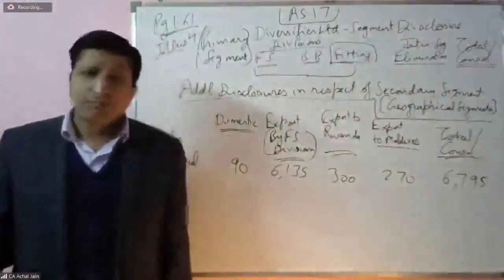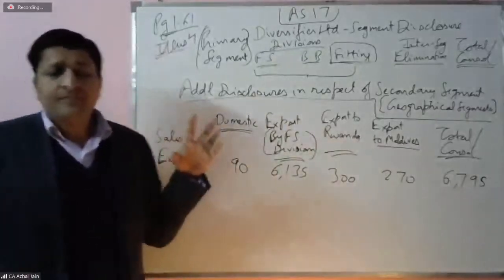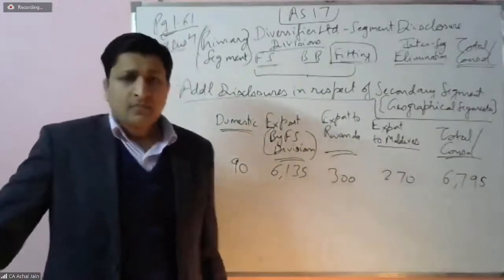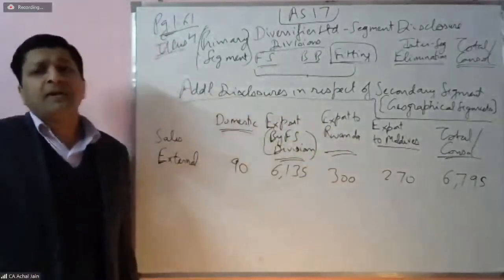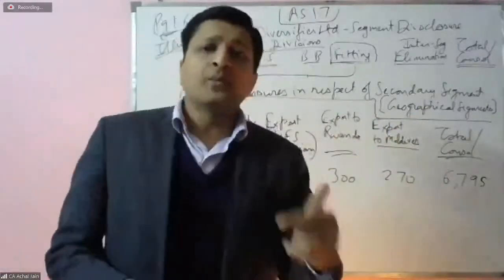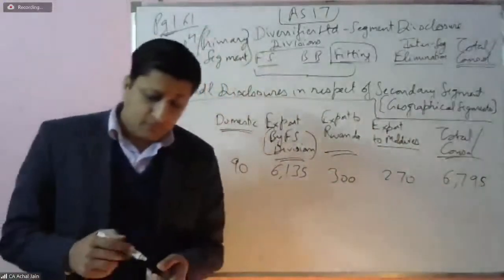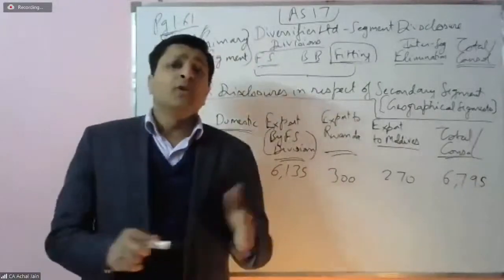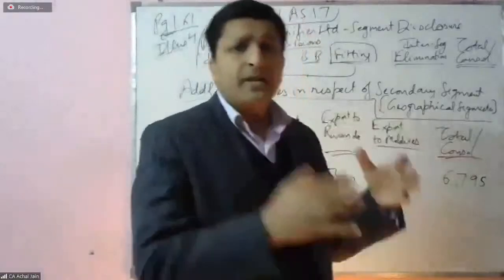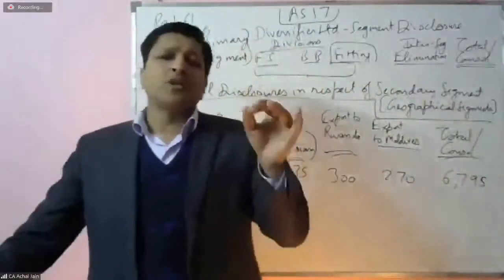Now in this case, please remember this disclosure that we have given is called disclosure for the secondary segment. And what became the secondary segment? Geographical segment. You can say segments on the basis of geographies became the secondary segment. And as I told you, there's no rule which we can take over here in respect of considering which segment disclosure will become primary and which one will become secondary. It is up to the discretion of the management.